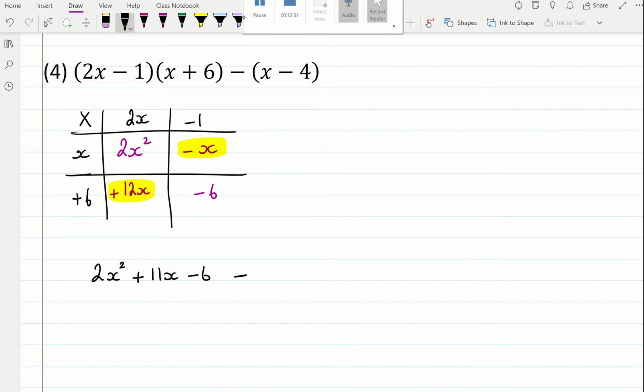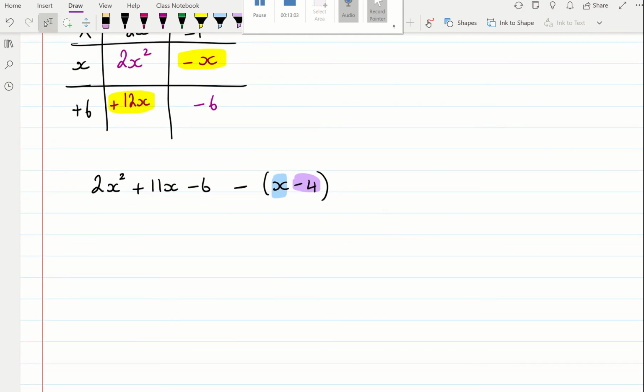Now I am subtracting x minus 4. That means I am subtracting the x and I am subtracting the minus 4. And so again, I'm going to put them underneath each other. 2x squared plus 11x minus 6. I'm going to put my subtract here, so that sign goes there. And then I'm going to put my 1x under the x. This is just a 1x. And the minus 4, this is a 0.